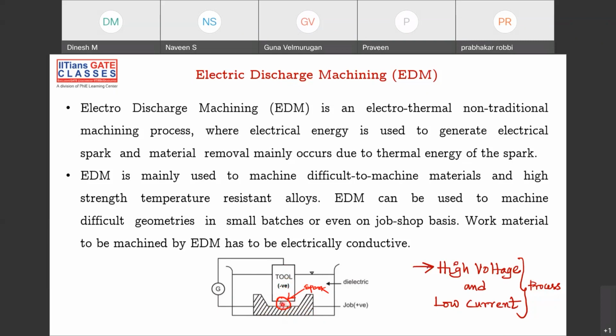But the current will not pass. There's a gap here, and this gap acts as a resistor, because electricity will not pass between tool and workpiece. If they were attached, fine. But there is a gap, and the dielectric fluid between the tool and workpiece is not allowing the current to pass. Then what happens? I'll tell you what is happening exactly.